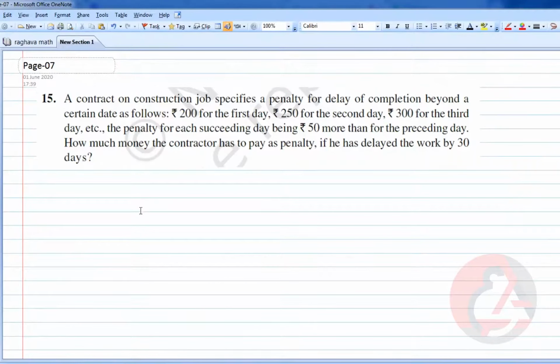Sir, it is 1650. What is 1650? The penalty money. No.